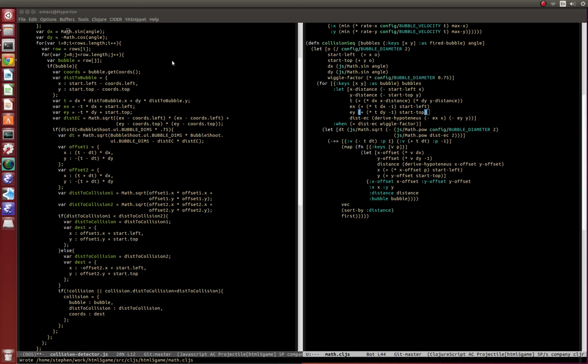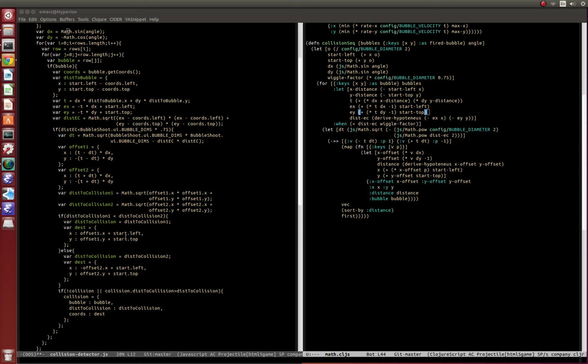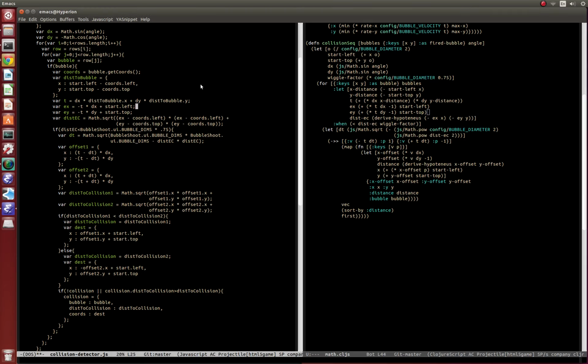The only difference between behaviors is this one returns a single collision. It is the one collision that is the closest collision, while mine returns a sequence of collisions, returning all the collisions that you might have had as you travel through your path. Other than that, it is supposed to be the same algorithm, except mine returns a sequence of all the collisions that you had, and the JavaScript one to the left just returns the most recent, or the closest collision.